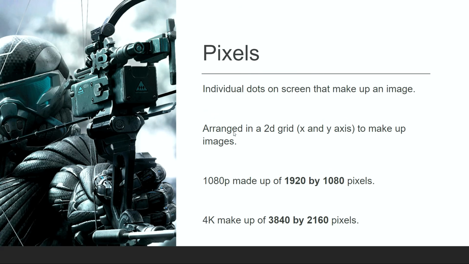And one important thing we have to note when it comes to videos and pictures is what pixels are. These are the individual dots on screen that make up an image. For example, my screen here is a 1920 by 1080 laptop. So that's a full HD resolution, which means it has 1920 pixels going from left to right, and 1080 pixels going from top to bottom, all right? 4K is made up of 3840 pixels going from left to right, and 2160 pixels going from top to bottom. So these are arranged on a 2D grid. So X and Y axis, like we learned in GCSE math, goes across, and it goes up and down.